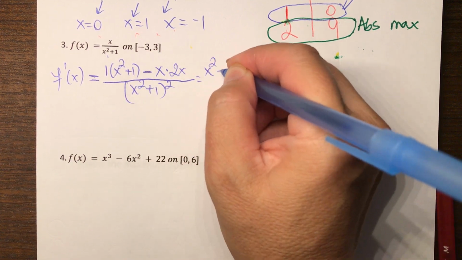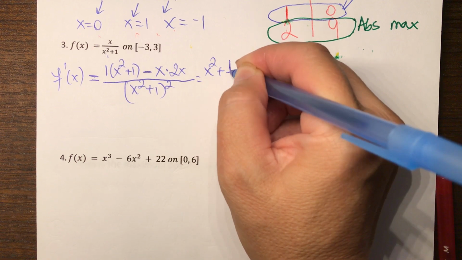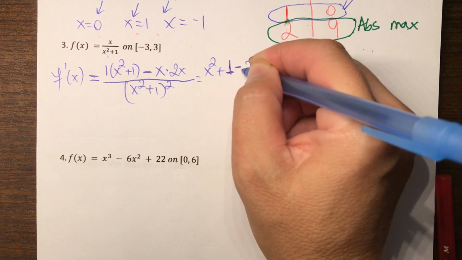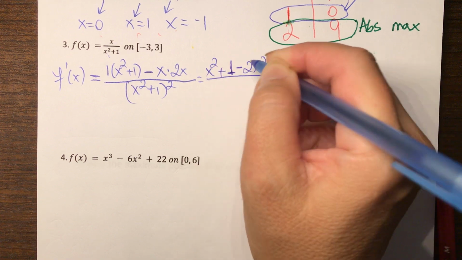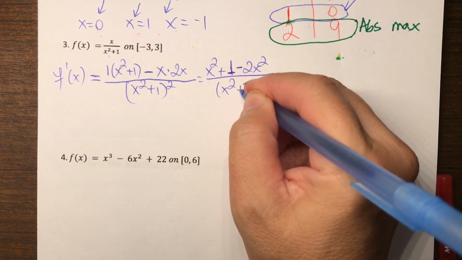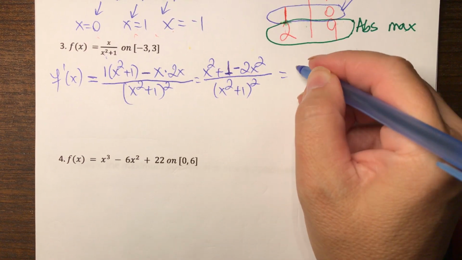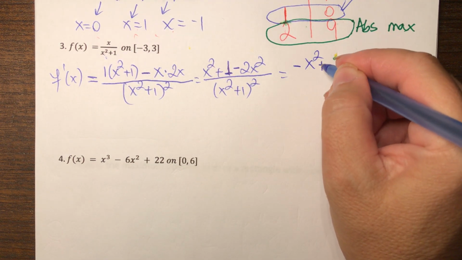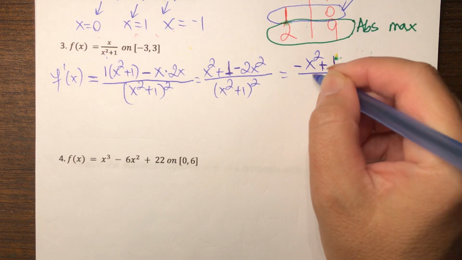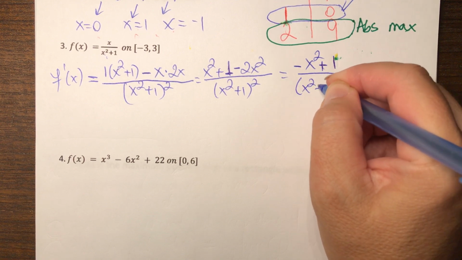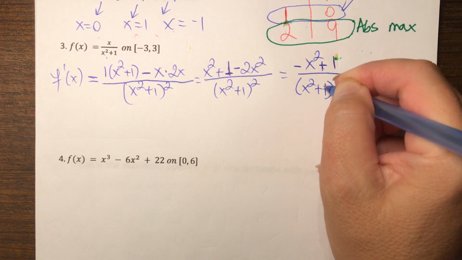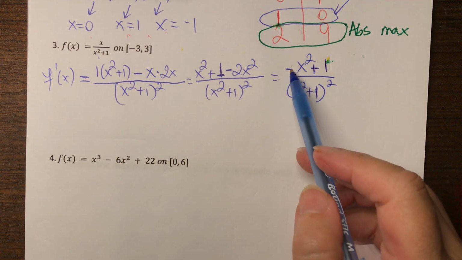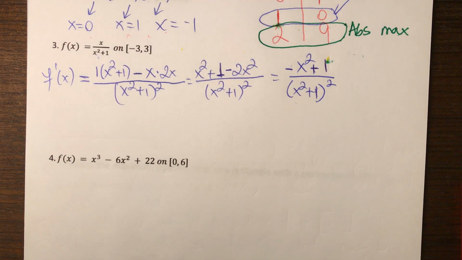So that's an x squared plus 1, minus 2x squared, over x squared plus 1 squared, combined like terms. So that's a negative 1 x squared plus 1 over x squared plus 1 quantity squared. By the way, these don't cross out. Why? That's a negative. These are different, yes, from each other.